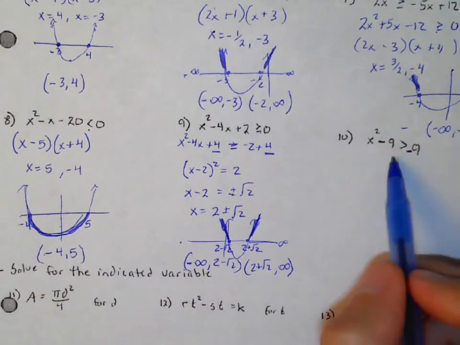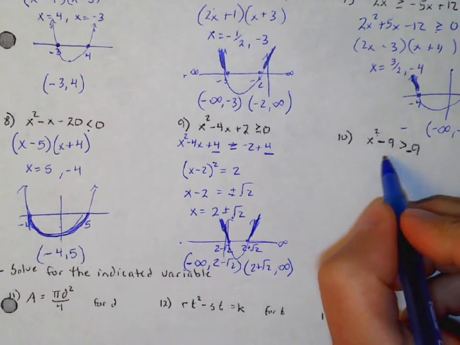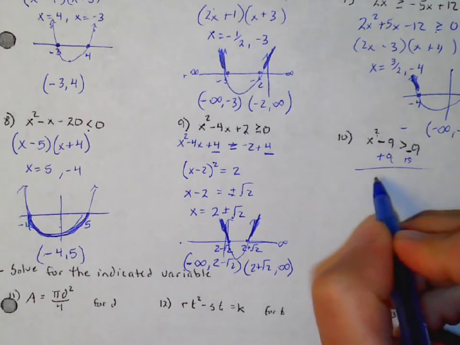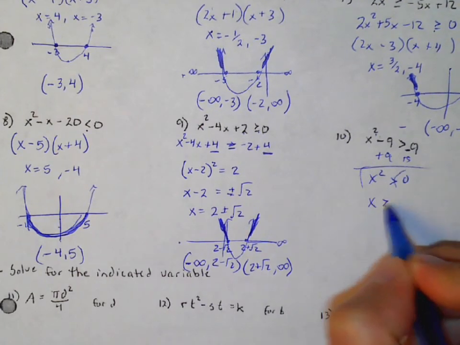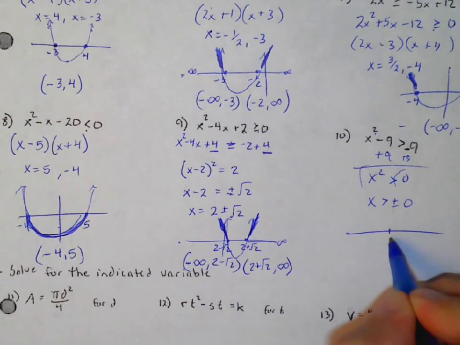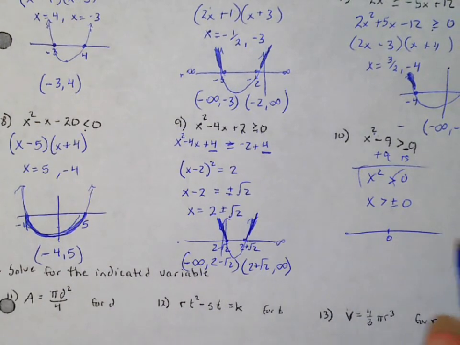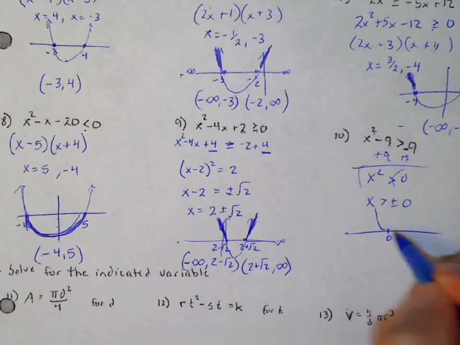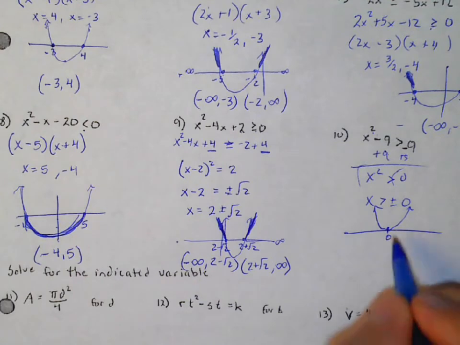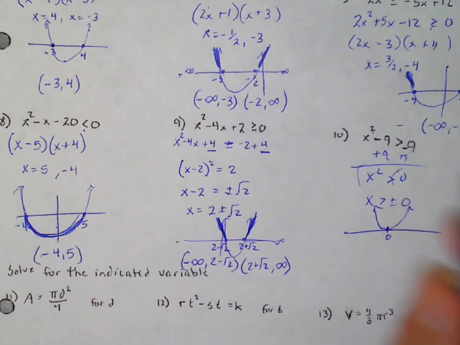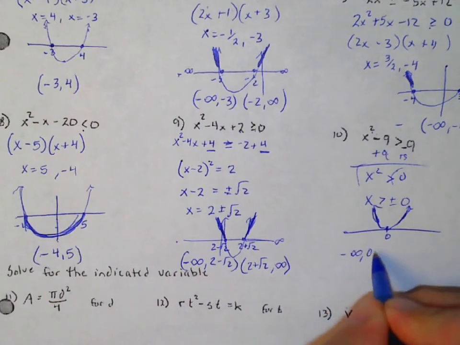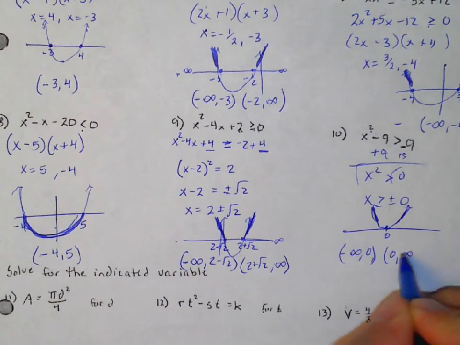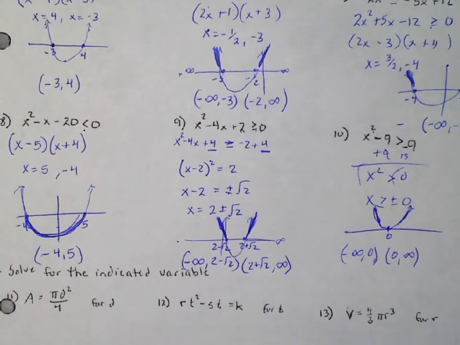Okay, this one here, we have the square method. So we can use the square root if we add 9 to both sides. I have x squared is greater than 0. Square root both sides, I get x is greater than plus or minus 0. Okay, so we have 0 as kind of our point there. It's opening up, so we only have one answer, so it's going to look like this. So where is it greater than 0? It's going to be greater here and greater here. So from negative infinity to 0, and from 0 to infinity. Okay, so there's your inequalities.